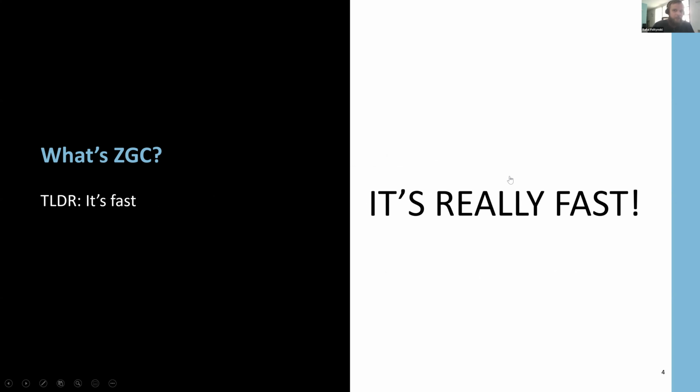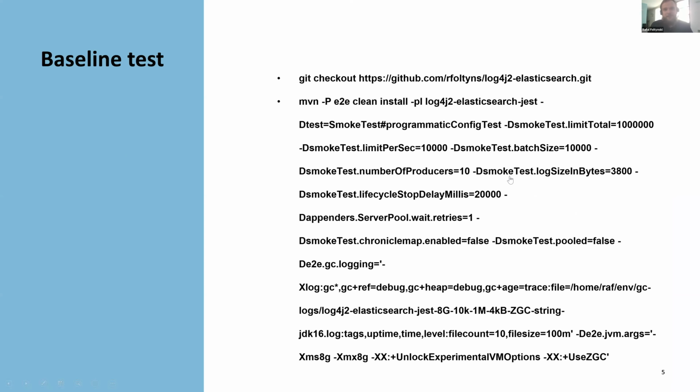So we're going to have a look at some comparisons between the default garbage collector in Java 11, which is G1 GC, and ZGC in Java 11 first. And then we're going to move forward and see what sort of improvements happened in JDK 16 that made ZGC even faster. My baseline test was literally taken off my project, run with this humongous command.